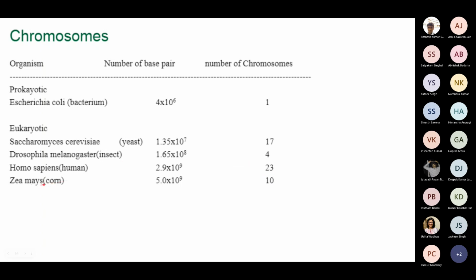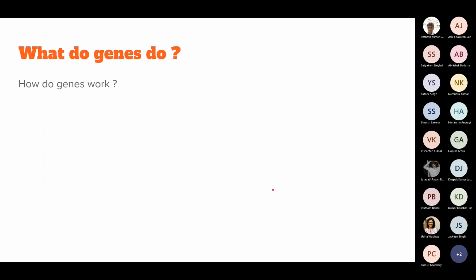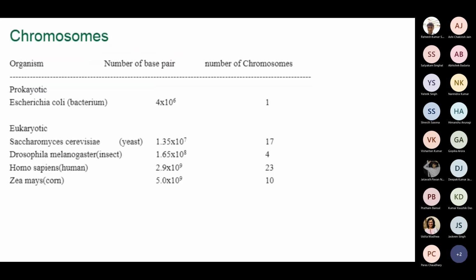And say corn, which is called Zea mays, like the bhutta that you eat on the street, has about 5 billion base pairs organized in 10 chromosomes. So there you see that the number of DNA base pairs often doesn't correspond to the complexity of the organism.